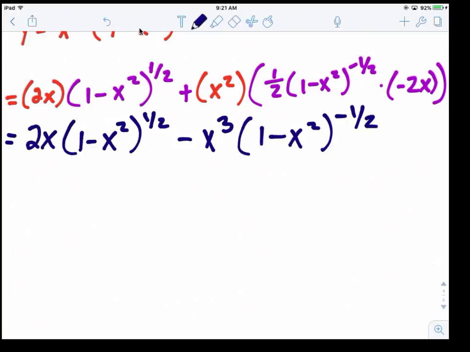Okay, so now it says factor out using least powers. So what could I possibly factor out from those two terms? 1 minus x squared. To the what? To the 1/2. I could factor out an x, and then 1 minus x squared to the, not 1. So you have an exponent raised to the 1/2 and then the negative 1/2. So the lower one is right.